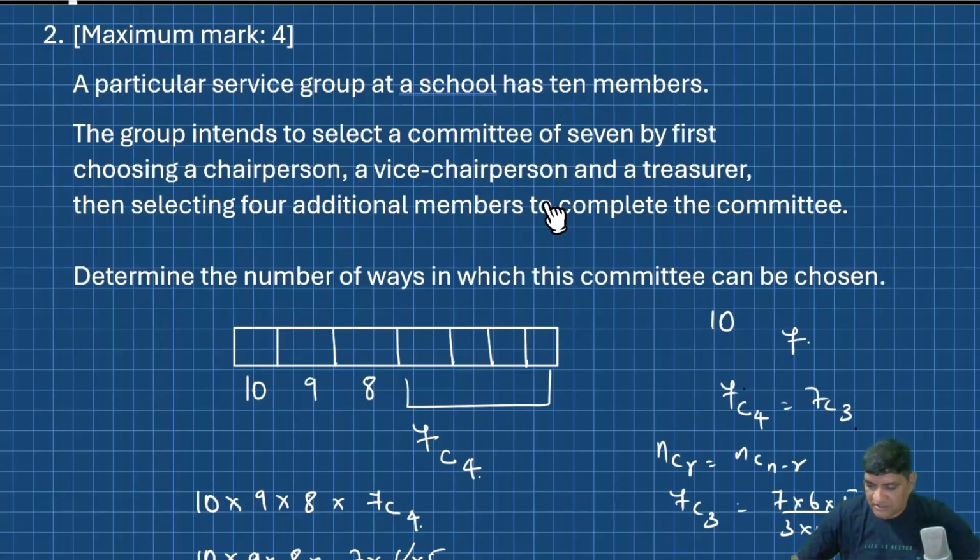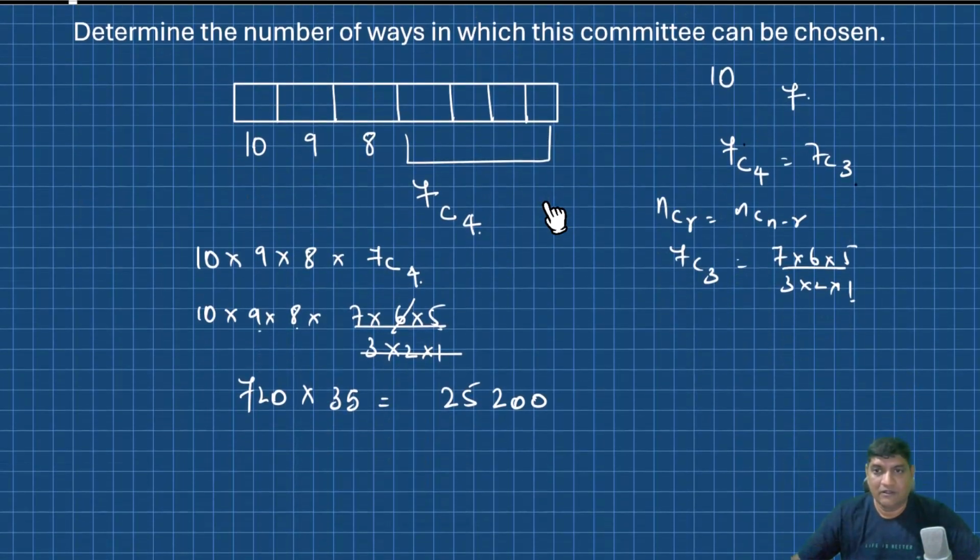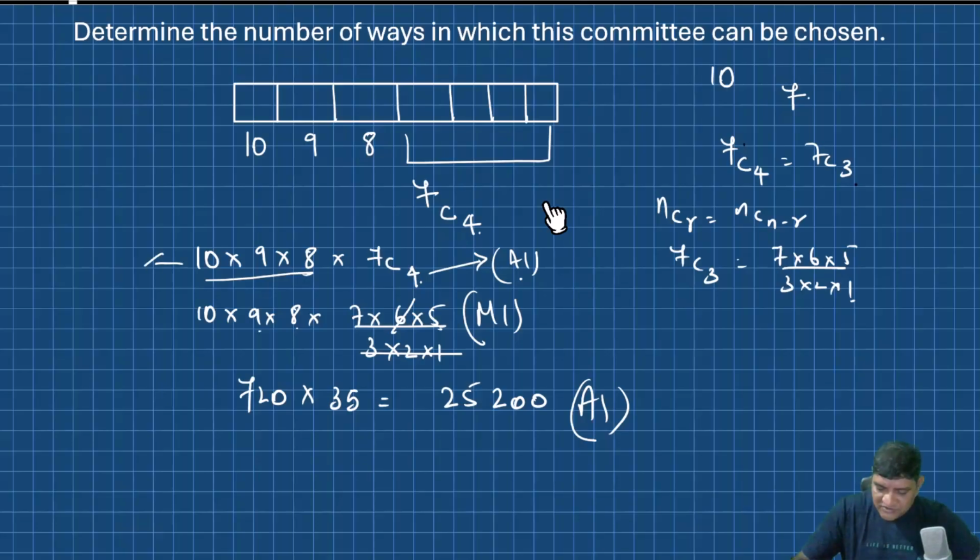All right. Let's quickly look at the mark scheme here. A1 for getting to 25,200, and method 1 mark for actually doing the multiplication over here. And you would get a 1 mark over here for writing 7C4, and then for finding this out, you would get a 1 mark. So that's 4 marks for you.